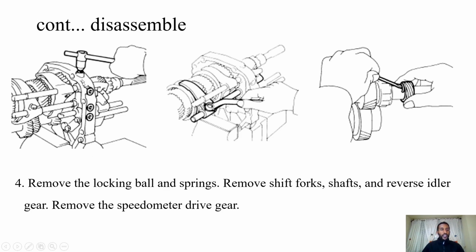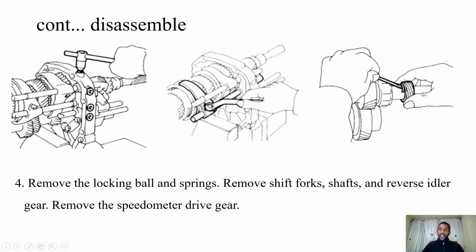Don't forget to collect the balls properly, because most of the time these balls go missing. If these balls are missing when we reassemble, what will happen is our gearbox will jump out of gear while we are driving, mostly when we accelerate or decelerate. Next, we should remove the shift forks and shafts.